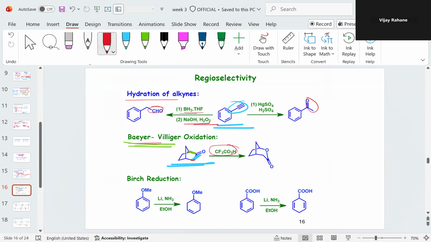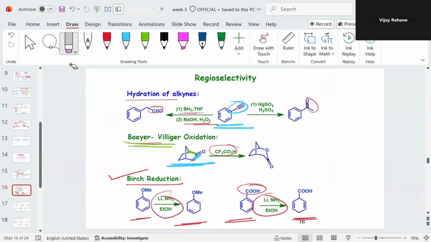And we all know the Birch reduction reaction. This is also an example of a regioselective reaction. Here this is the electron donating group, and here there is an electron withdrawing group in this starting material. If you look closely, under the same reagent conditions we get two different types of product. This is because the regioselective reaction occurs differently in terms of these two different substituents on the same type of benzene core.